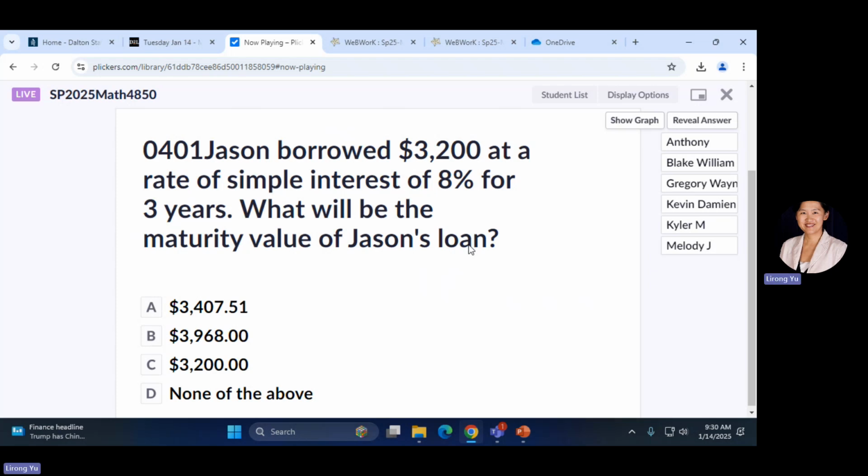All right, on the board is today's attendance question. Suppose we have a loan that follows simple interest. We want to calculate the future value for $3,200. So it's a calculation of a value in 3 years.